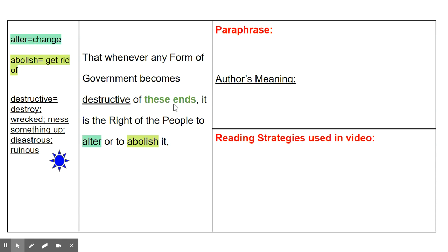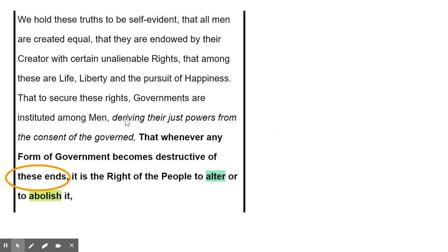Now we have a pronoun, these ends. So we need to figure out what these ends are. And you guessed it, we're going to look at the previous chunk like we usually do. That's our common strategy we use when we're trying to figure out what a pronoun represents. So what are these ends referring to?